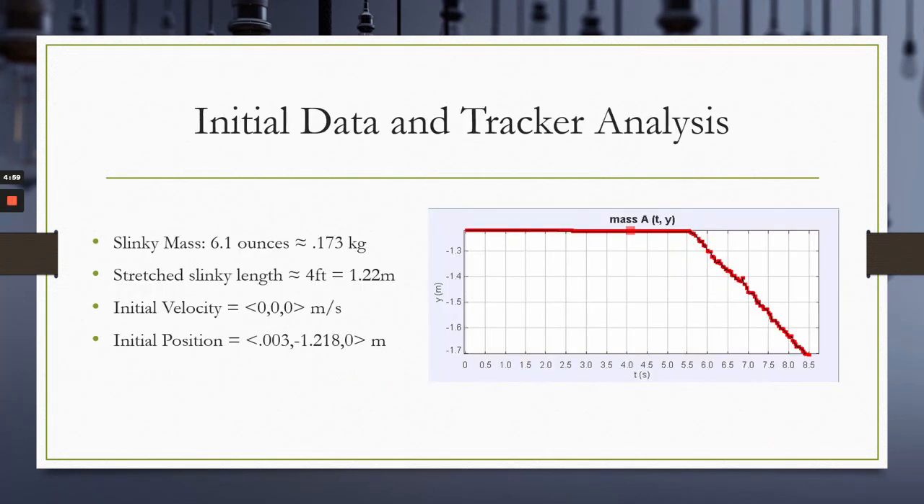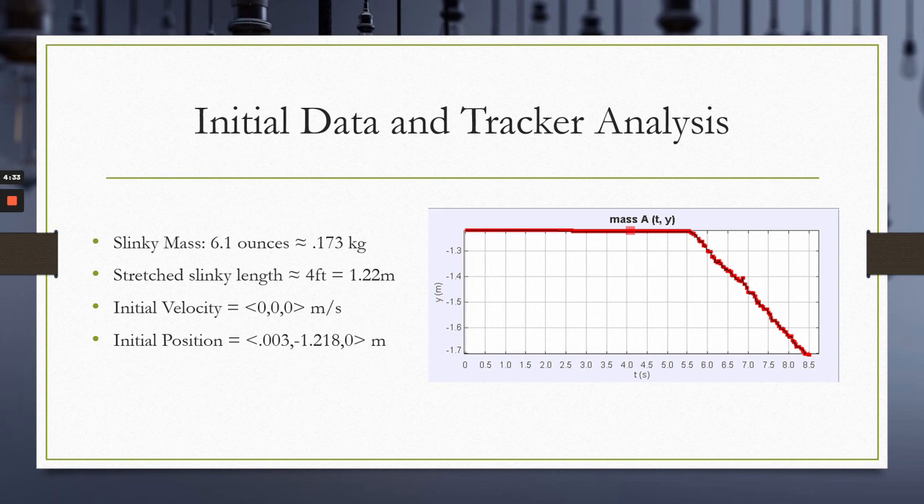The mass of an original slinky is 6.1 ounces, or about 0.173 kilograms. I found its stretched length of 1.22 meters by estimating its height when compared to the man in the video provided through Canvas. The slinky is dropped from rest, and Tracker determined its initial position to be 0.003, negative 1.218, 0 meters. On the right is the y position versus time graph produced by Tracker.